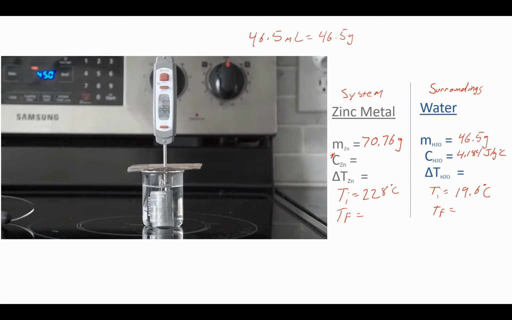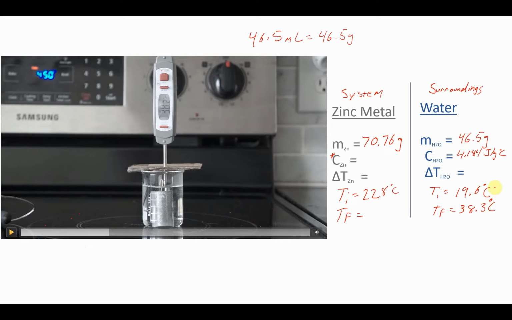38.3. Is that it? It's been there a while. Now, if it starts to go back down, I'm going to say this is the highest, 38.3. Let's wait and see. Yeah, it's starting to go down. All right, so the highest temperature it reached was 38.3 degrees Celsius. So now we can find our change in temperature of the water.